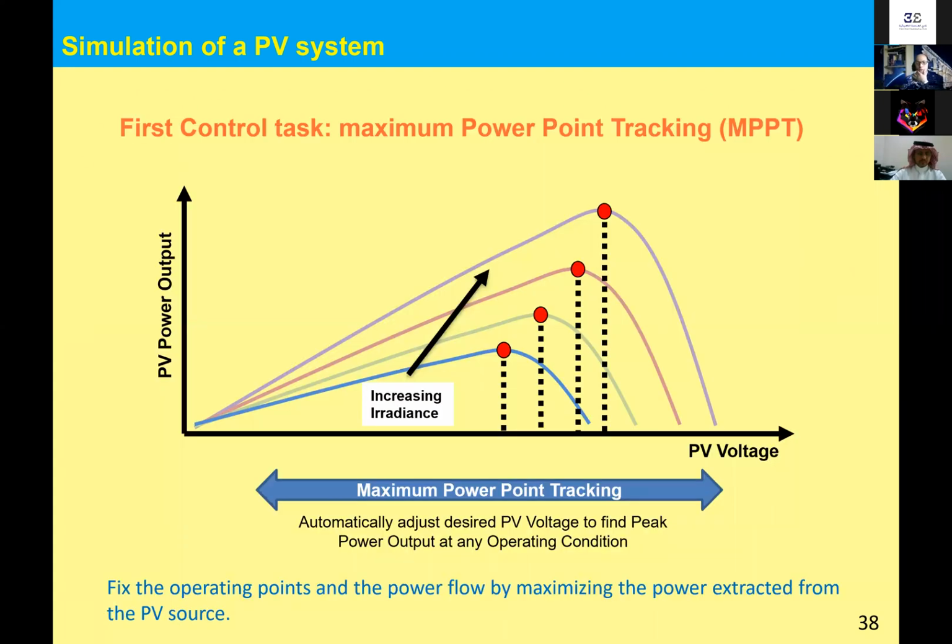So one of the tasks of a PV system is maximum power point tracking. As you could see before, the PV curve changes as the irradiance changes, and we are interested in tracking the maximum power for the different values of irradiance. For that, we use maximum power point tracking. This maximum power point tracking automatically adjusts the desired PV voltage so as to extract the maximum power from the PV source. How to do that?